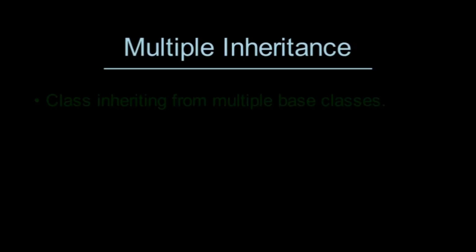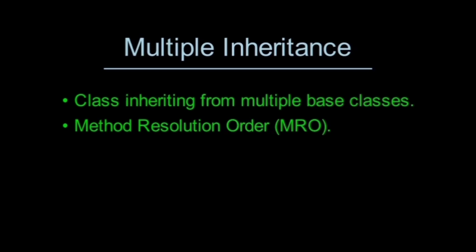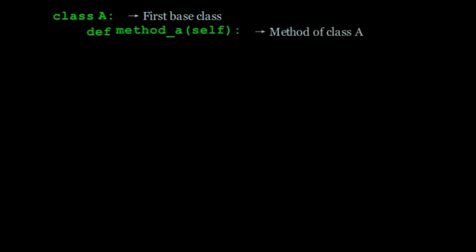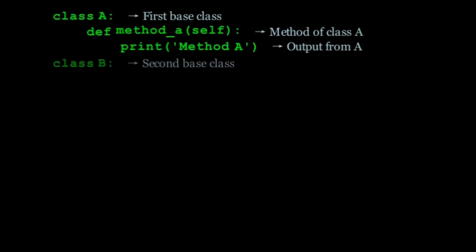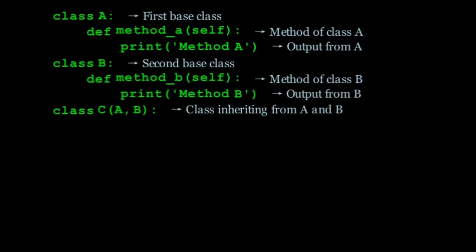Multiple inheritance allows a class to inherit from more than one parent class. This feature enables a class to combine attributes and methods from multiple sources, though it requires careful handling to avoid conflicts. In the example, we have two base classes A and B, each with their own methods. Then we create a class C that inherits from both A and B, and an instance of C will have access to both method_A and method_B. Python uses a method resolution order to determine which method to call if there are conflicts.